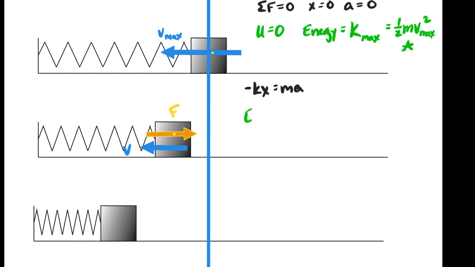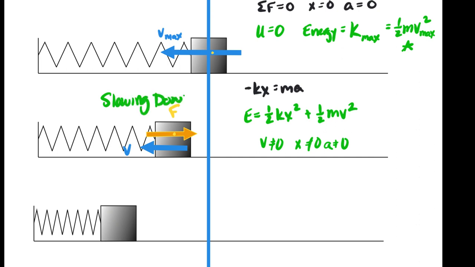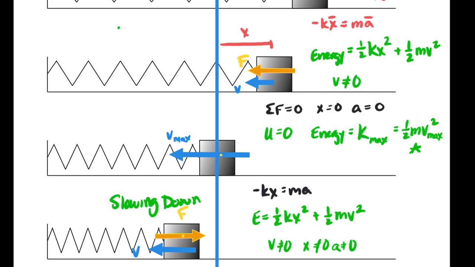The energy is somewhere between something in the spring and kinetic energy. And our velocity is not 0, but x is also not 0, and a is not 0. So it's accelerating, still moving, and the energy is spread out into both. During this time, it's slowing down. Wow, just a few moments ago, it was speeding up.